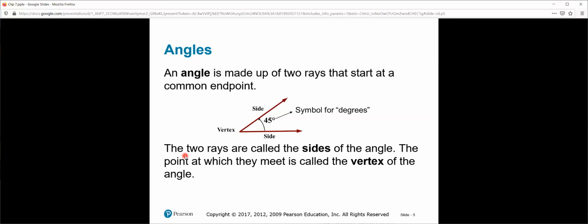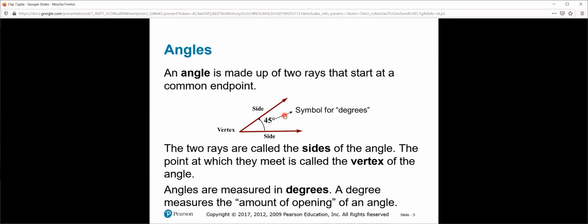Yeah, not too much at this point to talk about, right? But it's good to get this information down. And the sign for degrees is the same sign that we use for temperature, degrees. I don't think they're related to each other. The amount of opening of an angle.